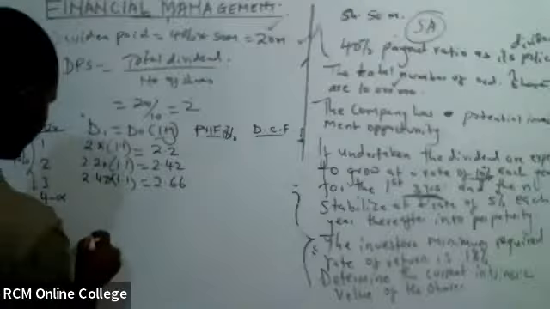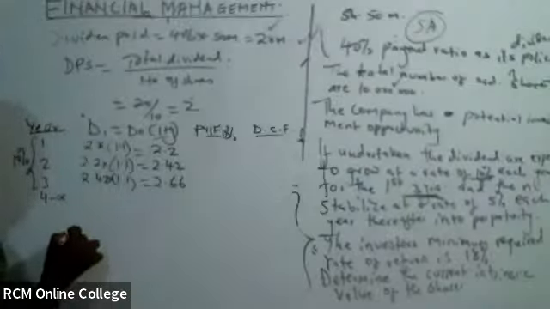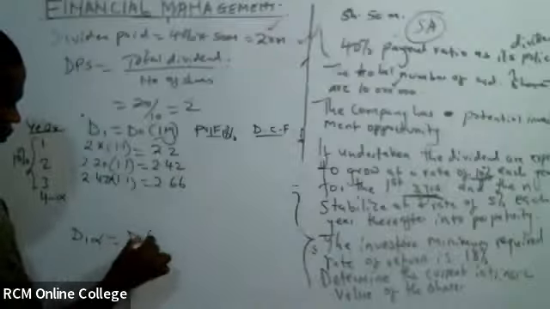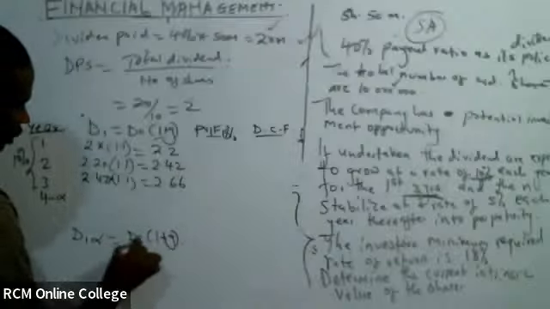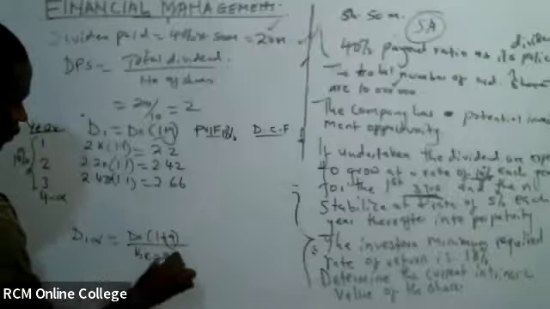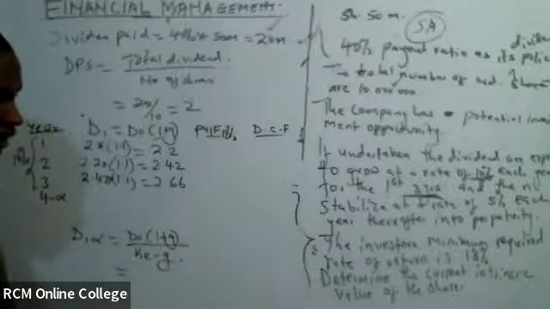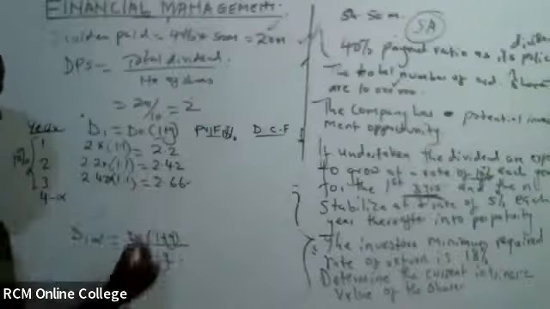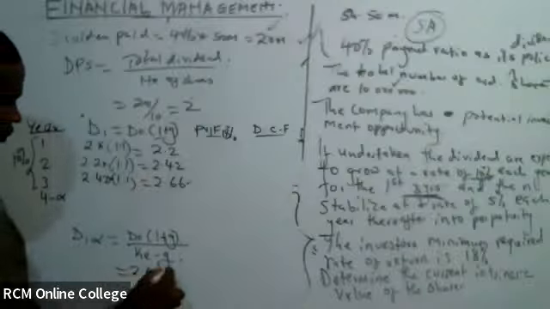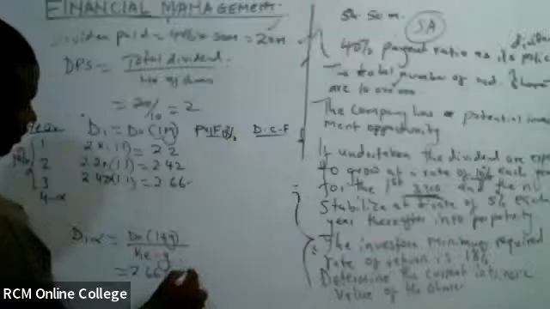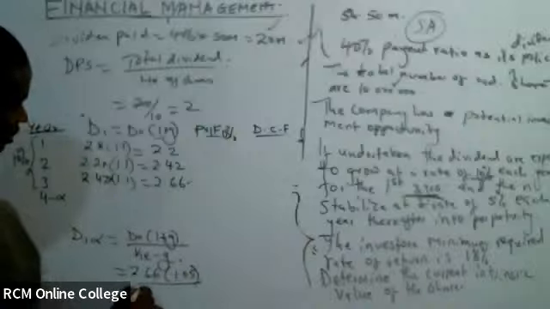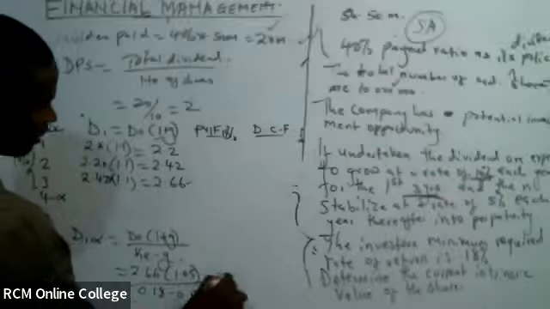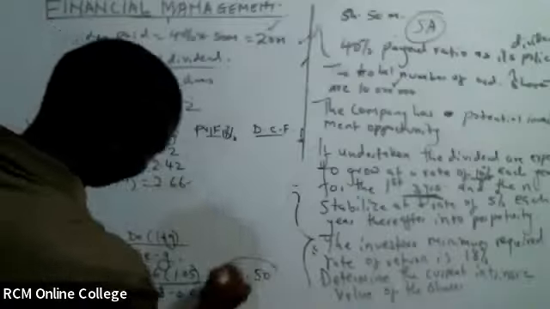Remember, our formula: if I want to get the D1 for infinite, it is equal to D naught, I grow it, 1 plus g, divided by ke minus g. It will be simple for me to put my D naught, which is the previous 2.66, 1 point, growth rate is 5%, 0.05, divided by Ke, 18, 0.18, minus 0.05. That will give us 21 point.